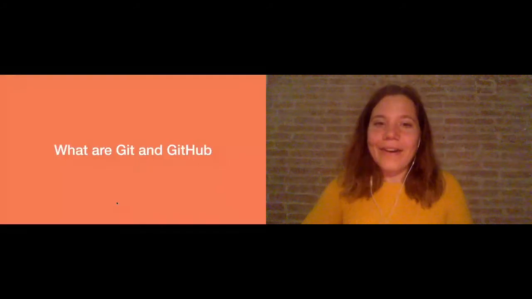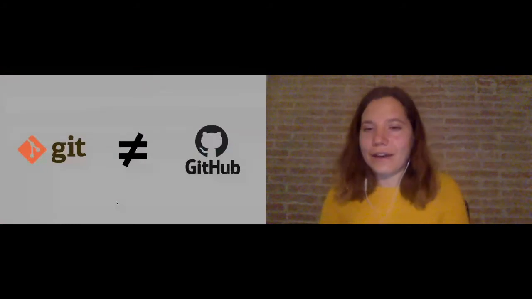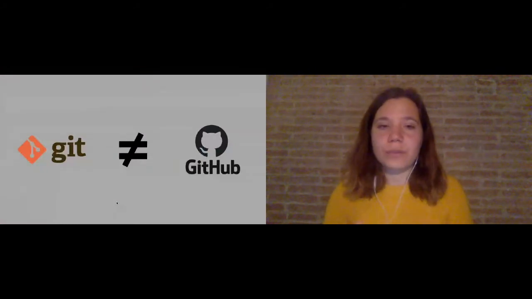So what are Git and GitHub? I see the terms Git and GitHub being used interchangeably really, really often. And it's really important to say that Git and GitHub are not the same thing. Git is a version control system. It allows us to keep track of all the versions of our code and to collaborate with other people.